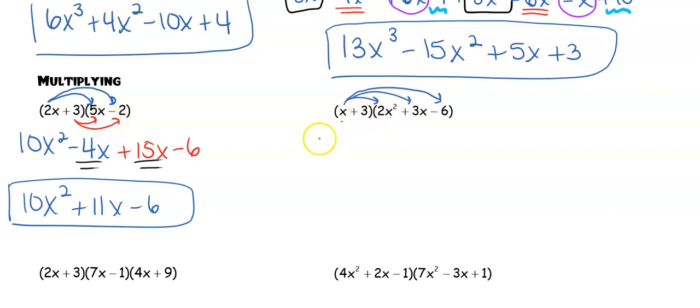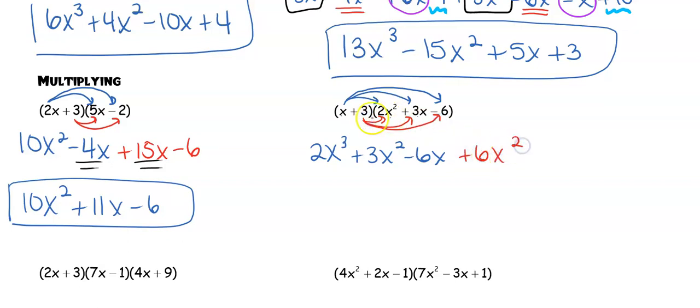So x times 2x squared is 2x cubed. X times 3x is 3x squared. X times a -6 is a -6x. I'm just going to move this down. That 3x squared minus 6x. And now I'm going to take the 3 and distribute that to all of my pieces. So 3 times 2, that's 6x squared. 3 times 3, that's 9x. 3 times a negative 6, that's a negative 18.